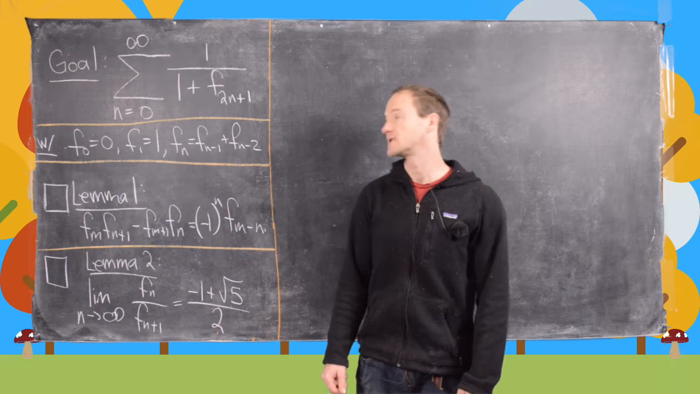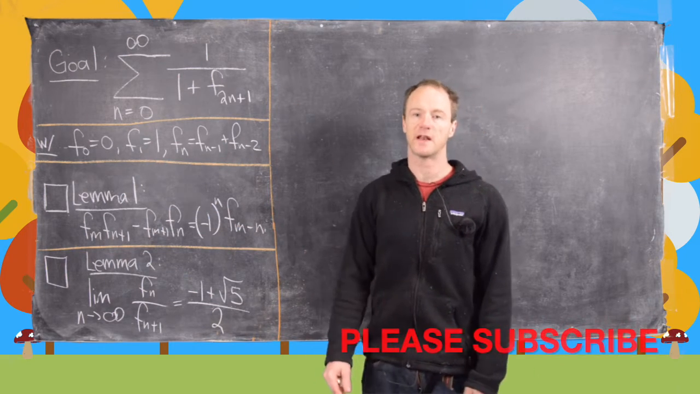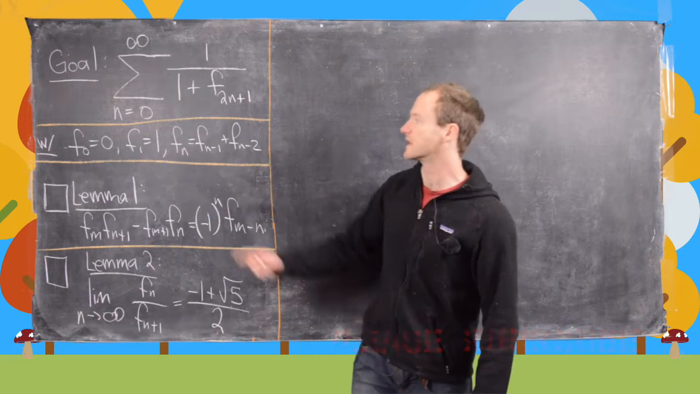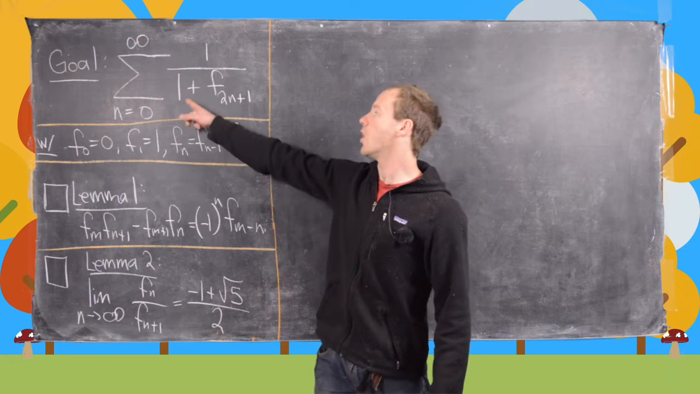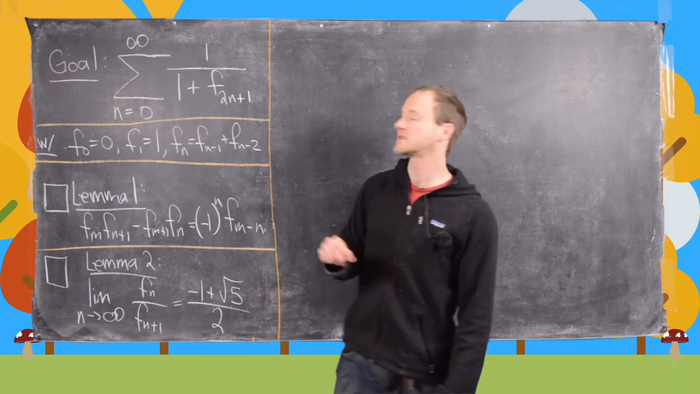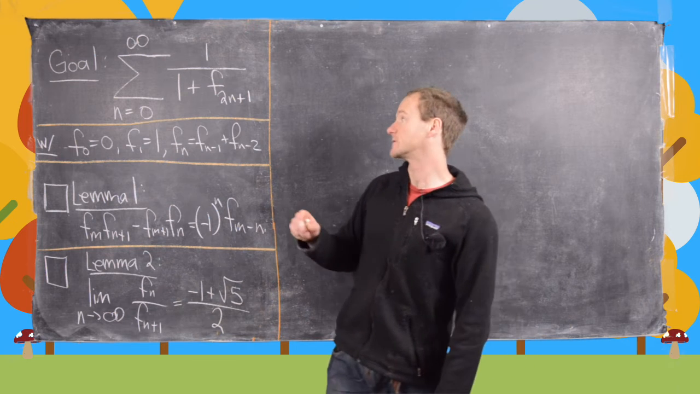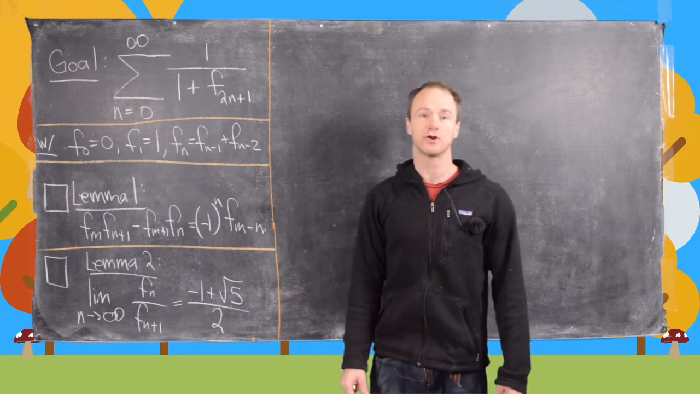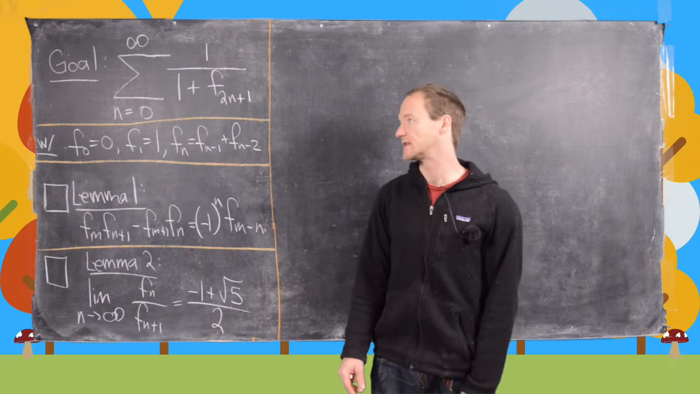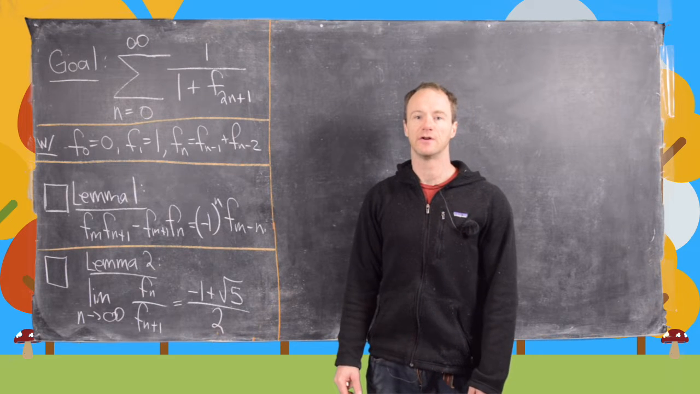Okay, so recently I stumbled upon this very beautiful Fibonacci sum. It looks like this: the sum from n equals 0 to infinity of 1 over 1 plus the odd Fibonacci numbers. I had never seen this sum before, and notice I haven't told you what the sum is yet, so we're going to get to that. So I thought I'd make a video about it.